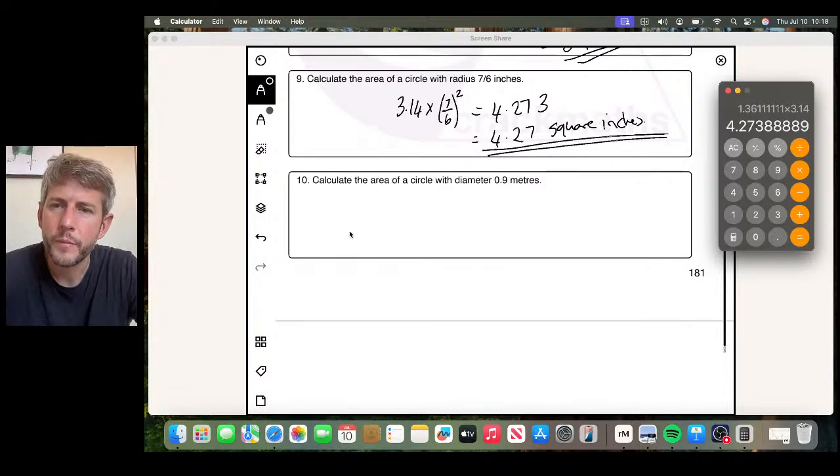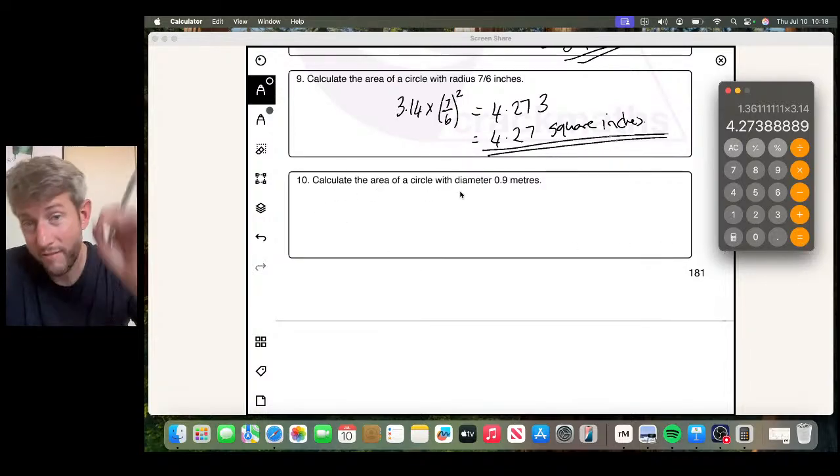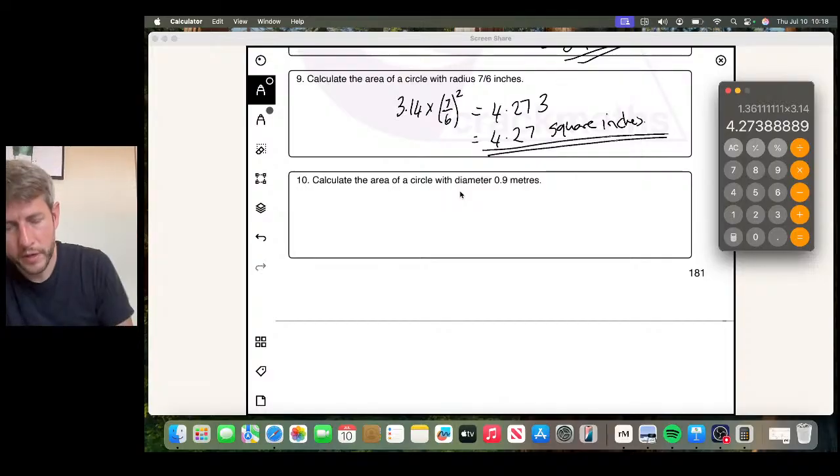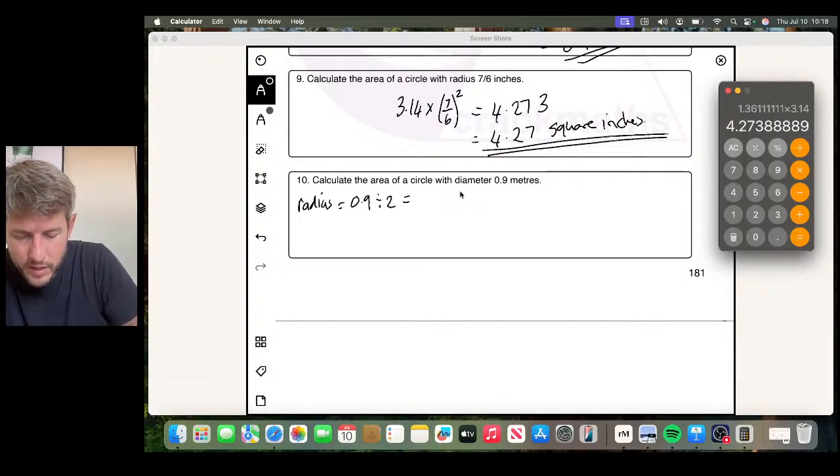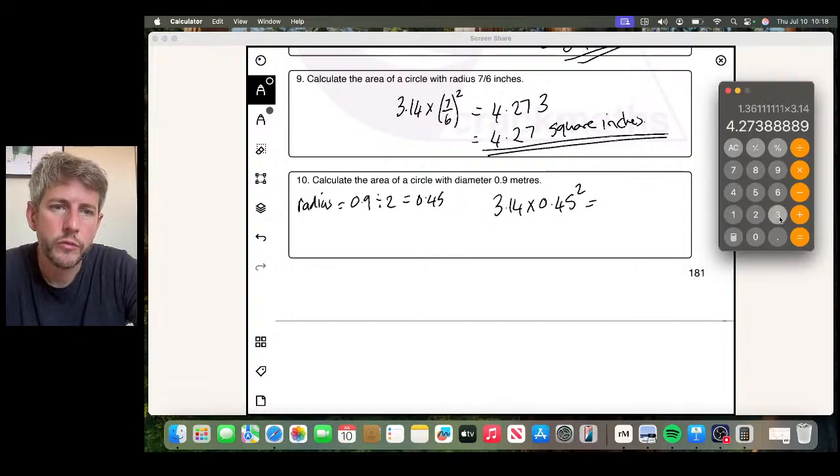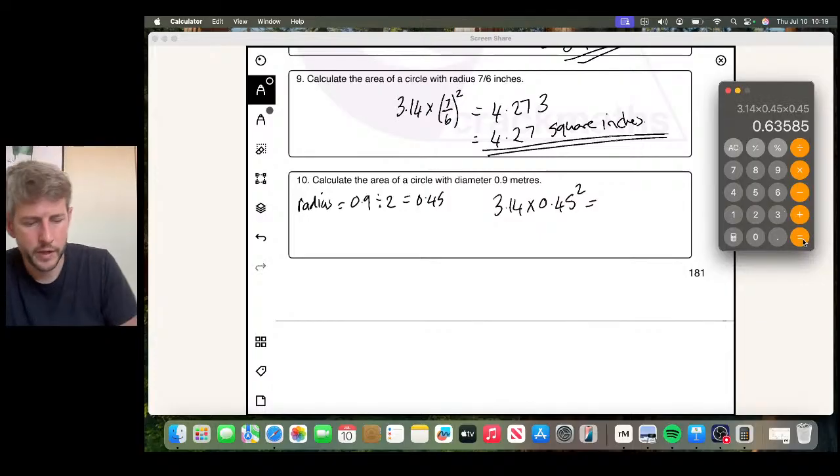Right, question 10 is calculate the area of a circle with a diameter of 0.9 meters. Okay, so again the radius equals 0.9 divided by 2, so that would be 0.45. So we're looking at 3.14 times 0.45 squared. Okay, so 3.14 times 0.45 times 0.45. Here we go.